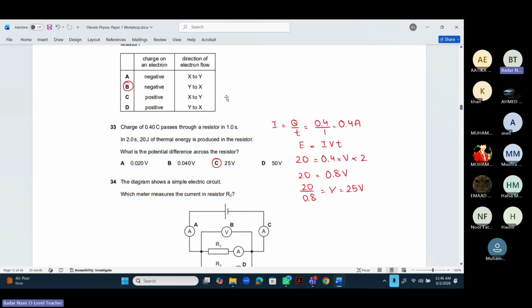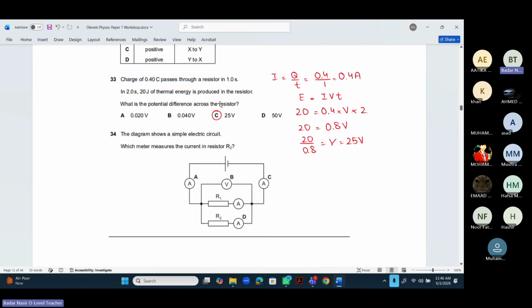Okay, now next में the diagram shows a simple electric circuit. Which meter measures the current in resistor R2? So R2 में, ये R2 है, so जो एमीटर R2 के साथ सीरीज में कनेक्टेड होगा वो R2 में जितना करंट है वो बताएगा. So D is the correct answer for this.